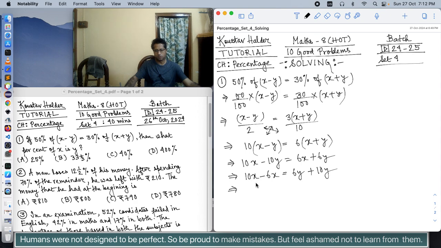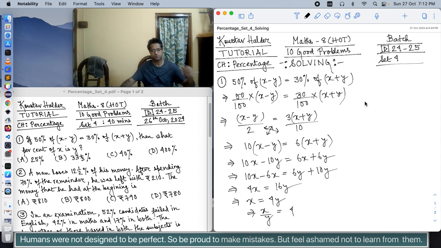This after further simplification becomes 4x is equal to 16y. This implies I can cancel out, divide both the sides by 4, and I get x is equal to 4y, or I can say x by y is equal to 4. I have this. Now what is the question asking?